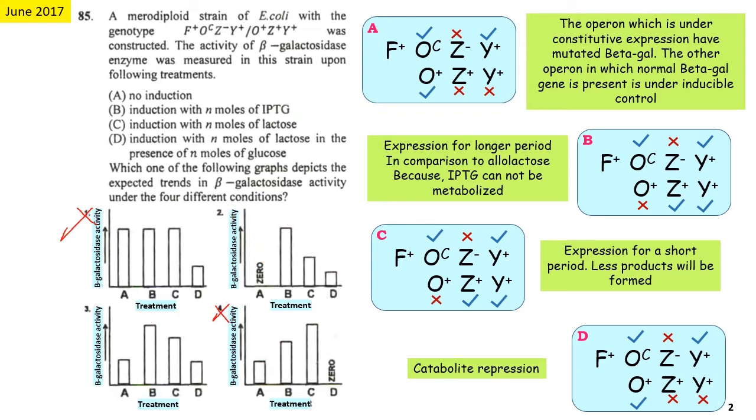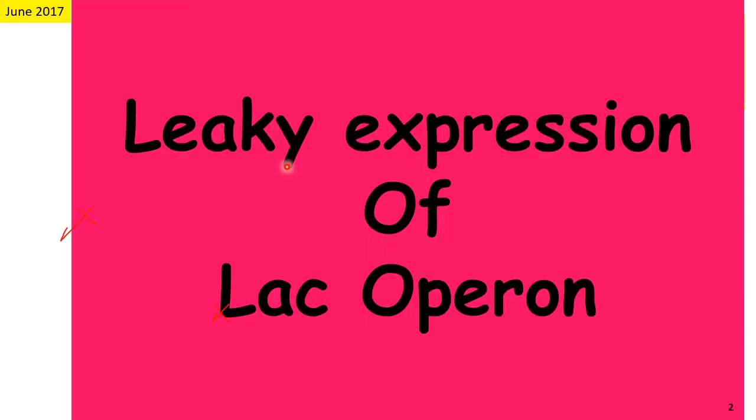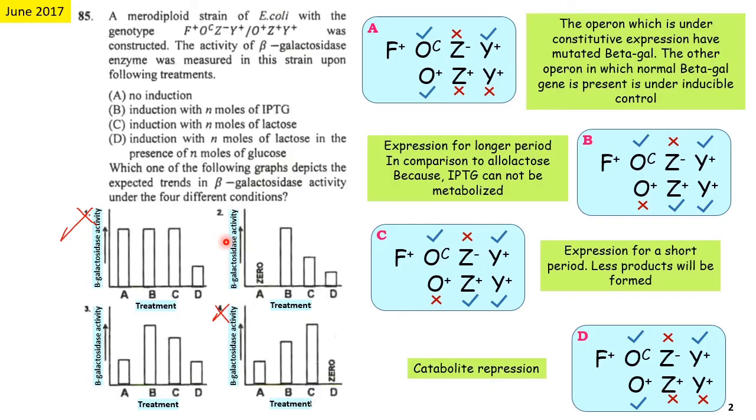Now to end the confusion between graph 2 and graph 3, we have to discuss one more topic which we have already discussed in detail in the lecture videos, that is leaky expression of lac-operon. Okay, so those who have seen the previous video know that leaky expression is a phenomenon due to which a small amount of lac-operon gene products are always present in the E. coli cell. Okay, and these gene products help in initial induction of lac-operon. According to leaky expression, there should be a small amount of lac-operon gene products in both A and D conditions.